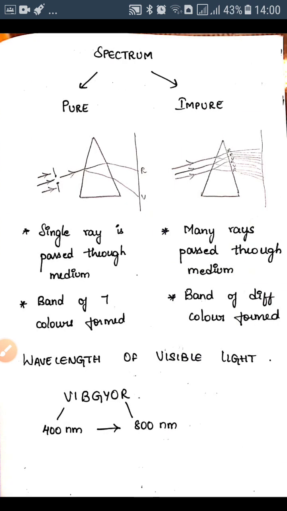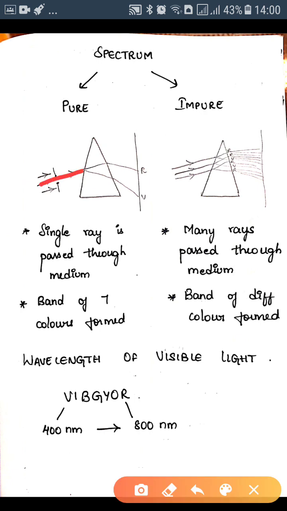One is a pure spectrum, next is impure spectrum. So what is the difference between pure and impure spectrum? Pure spectrum means a single ray of light is passed through a medium such as a prism so that a clear band of colors is formed. In order, from violet to red, it is arranged. So this forms a pure band of colors, so it is called a pure spectrum.